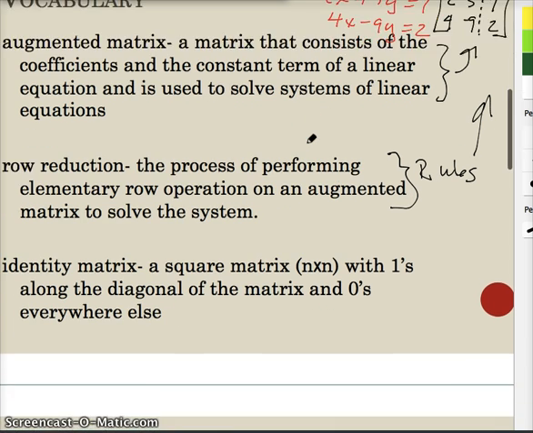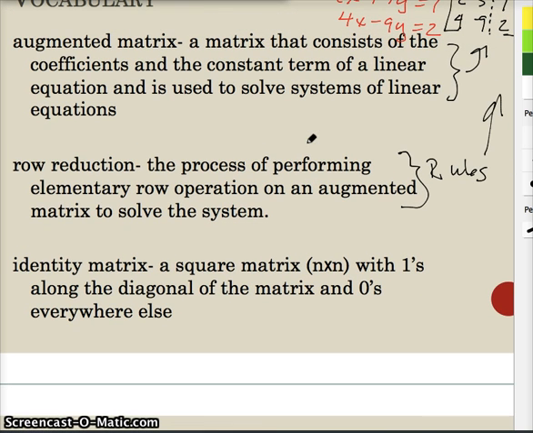One really important concept that we need to keep in mind, something you'll talk about later on, like in high school, is the identity matrix. The identity matrix is an n by n matrix, meaning it's a square matrix, and it has ones along the diagonal of the matrix and zeros everywhere else. An example of an identity 2 by 2 matrix would be this. An identity 3 by 3 matrix would have ones across the diagonal and zeros everywhere else.